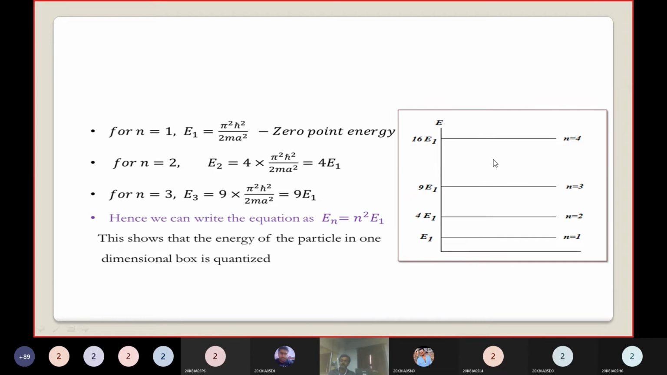So by using the Schrodinger wave equation, these are the energy levels or eigenvalues. Sometimes they will ask for the eigenvalues of a particle in a 1D box. What do eigenvalues mean? They are just the energy values, the values of energy that will be there. Those values we call eigenvalues.